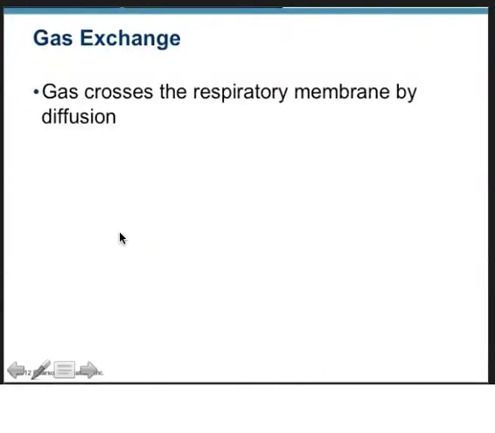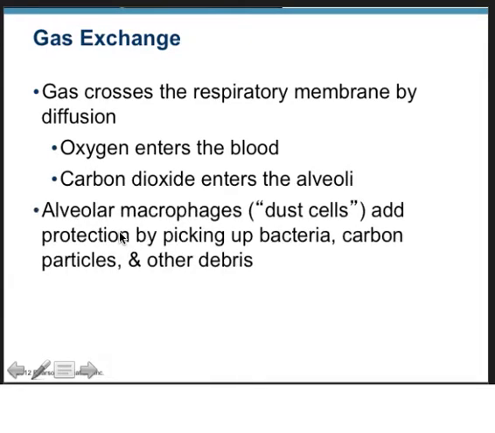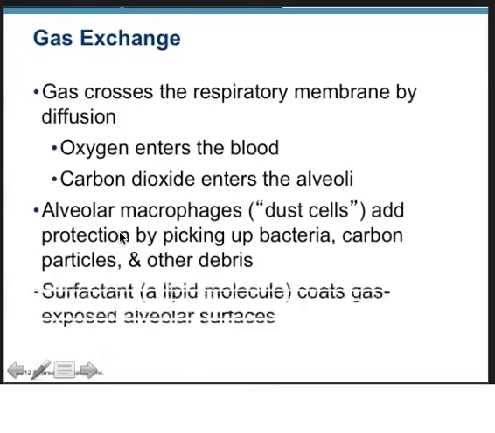Now, gas crosses the respiratory membrane by diffusion. The oxygen enters the blood, and the carbon dioxide enters the alveoli, while the macrophages are there to protect against bacteria and particulates. The surfactant coats the gas-exposed alveolar surfaces, and that's what we're talking about, this detergent that overcomes the attraction of water for itself inside the lungs.